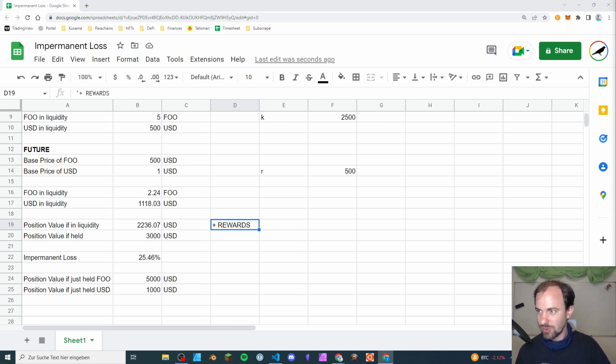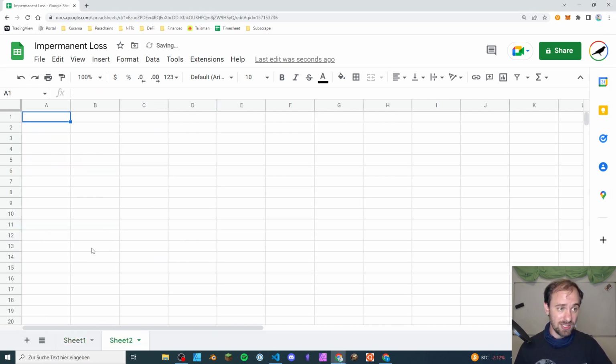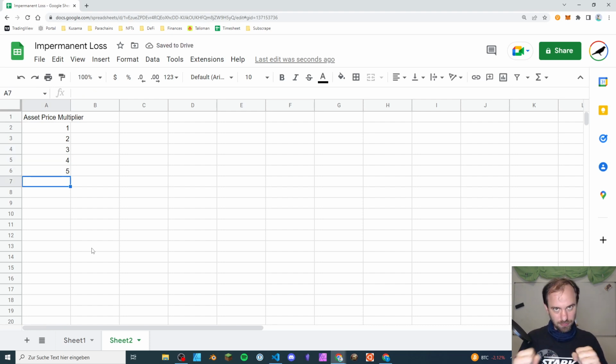So in order to allow you to consider this, let me provide you with an alternative version of calculating the impermanent loss, and that is with a single formula that covers the whole impermanent loss. So we are calling this the asset price multiplier. It is basically how much did the asset go up in value, how much X did you make. So 1X means it stayed the same, 2 means your asset doubled in price, 3, 4, 5. Yeah, so this basically is the indication of the impermanent loss.